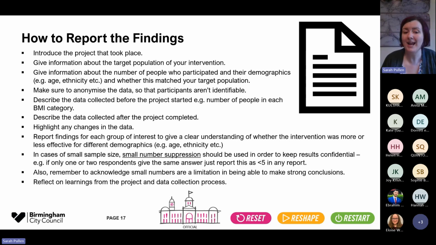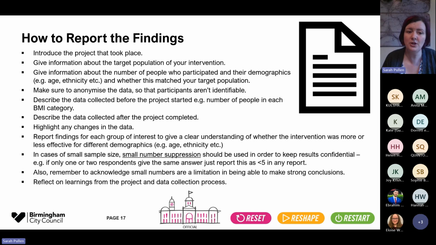And report any findings for each group of interest. So it might be that you wanted to separate out people who were below the age of 25 had this effect, and people who were older had that effect. If you notice that there's particular groupings around demographics that are useful to compare, it could be different ages, it could be ethnicity, or it could be other demographics. And I know there's some other measurement toolkit support around those sorts of measures too.